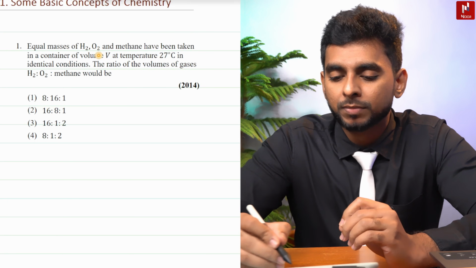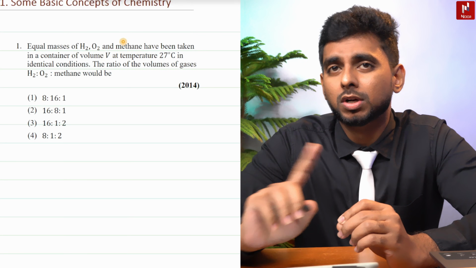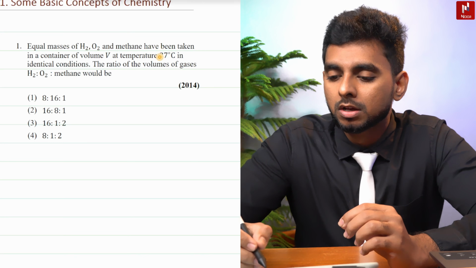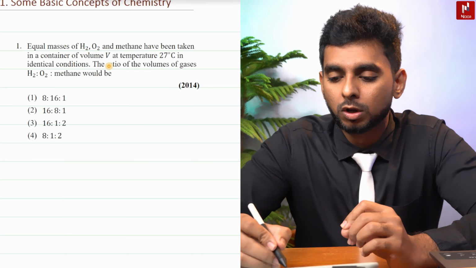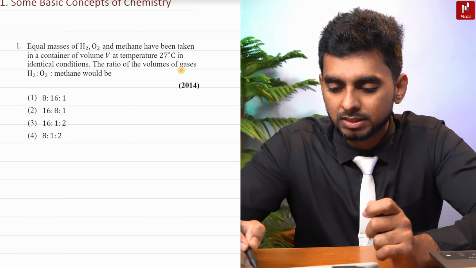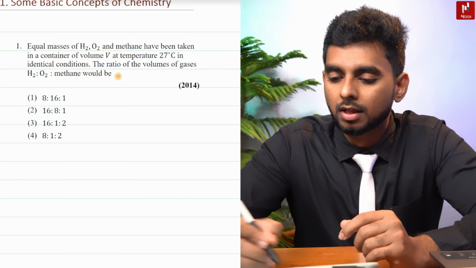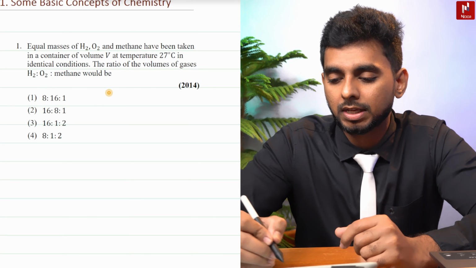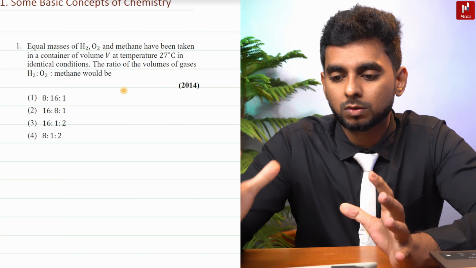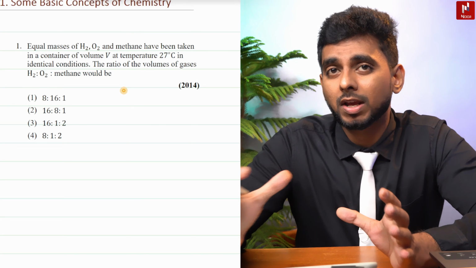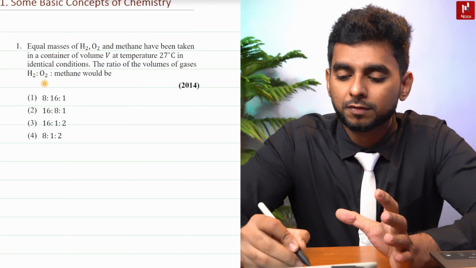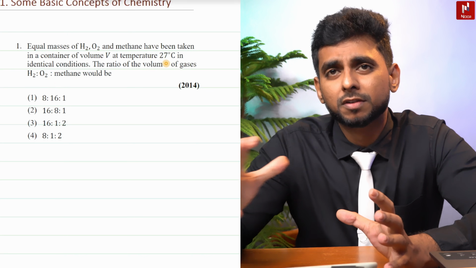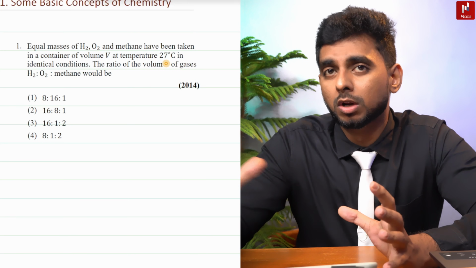So it should be clear that all these different chemical compounds aren't having same number of moles of entities in that container. Okay, so here I've got: have been taken in a container of volume V at a temperature of 27 degrees Celsius in identical condition. Fine. Then what they're asking us to find is the ratio of the volumes of gases H2 is to O2 is to methane would be. So what I'm supposed to find is what volume of hydrogen is getting occupied in that container. Same thing, I'll have to find it for oxygen and then methane. Fine. So based on the availability of moles, I know the volume will be occupied, right?